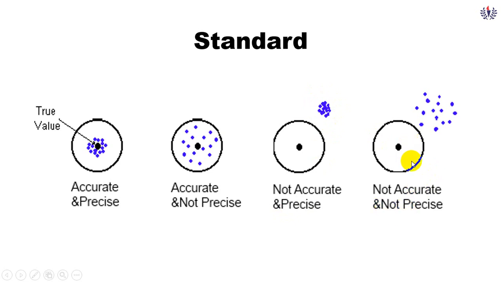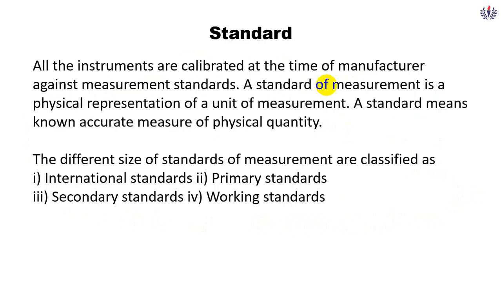And once again, one more analogy is there: not accurate and not precise, because the values are dispersed, not crowded, and also it is not attaining the target. So this is not accurate and this is not precise. So it is not the correct one. These things will be a type of errors also, and these errors arise when it is not meeting the standard. So we will come to the topic, that is what is meant by standard.